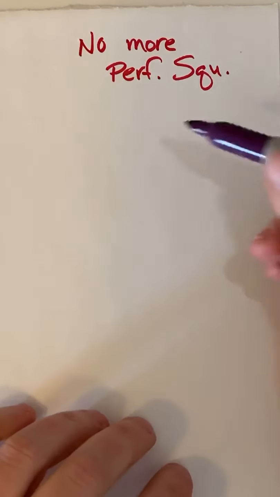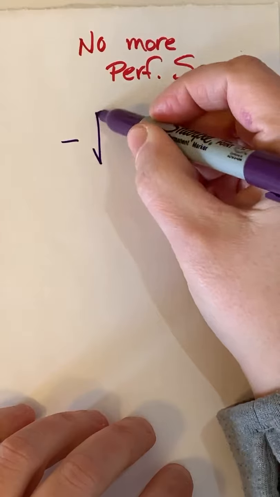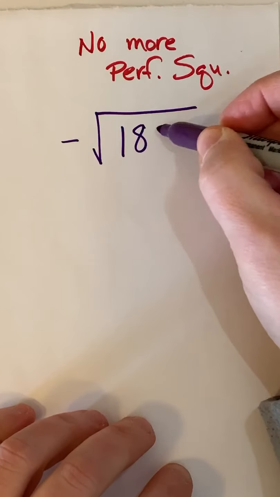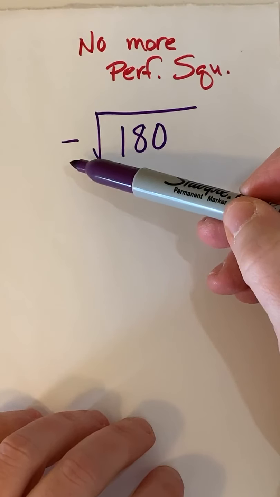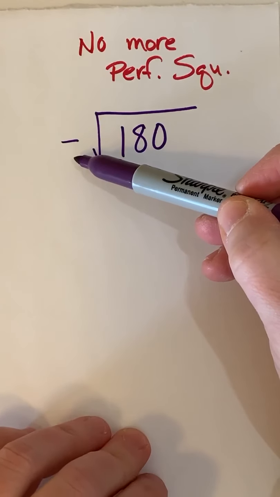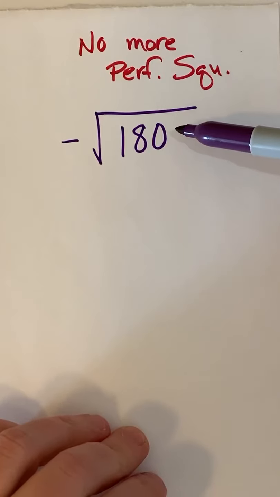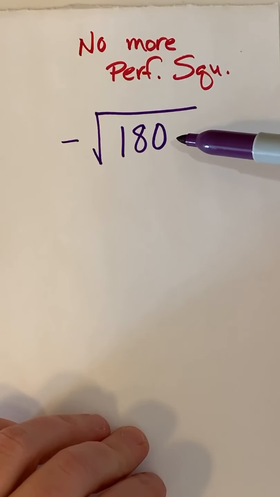All right, guys, so let's try another example. Again, we're going till we cannot take any more perfect squares out of it. So let's try negative 180. Now, we aren't going to do anything with this negative quite yet. We're just going to let it sit outside and enjoy the fresh air. We're going to focus on this 180.